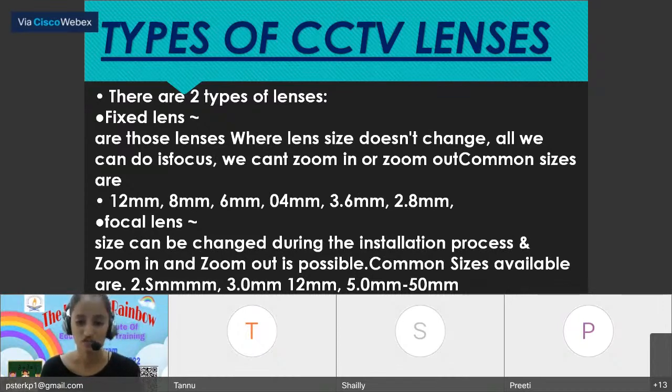Next, focal lenses. Size can be changed during the installation process, and zoom in and zoom out is possible. Common sizes available are 2.5 mm, 3.0 mm, 12 mm, 5.0 mm to 50 mm.